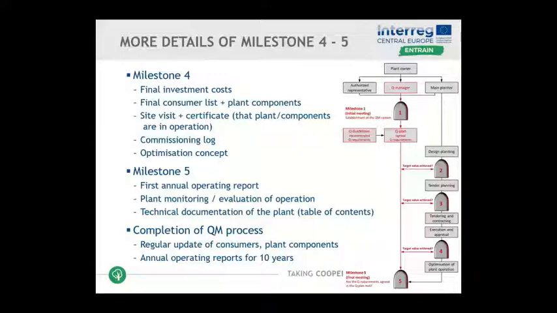Then there's a commissioning log, and then what is very important, an optimization concept. Because milestone 5, or the last milestone of the QM system, is then reached after a first operating period of 1 year. The objective of this milestone 5 is then to see, okay, now we have a first year of operation, let's see what can be optimized. A first annual operating report has to be done in Austria, and then also beyond the QM process for another 10 years. So this is also a very important source for plant data.